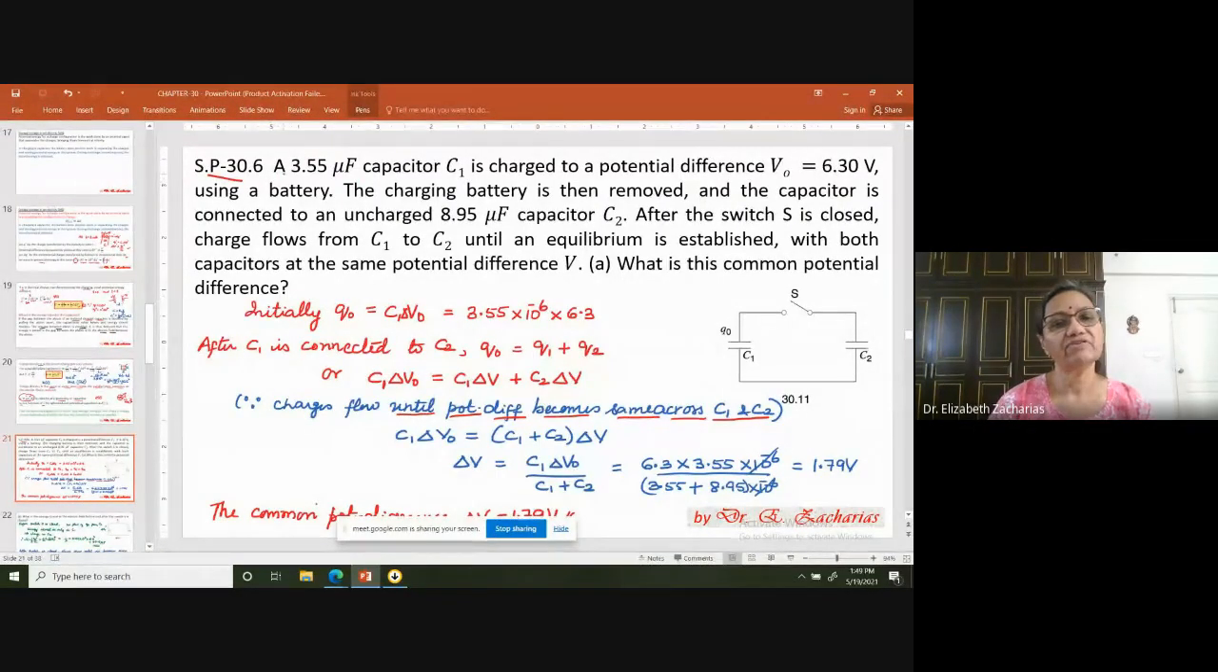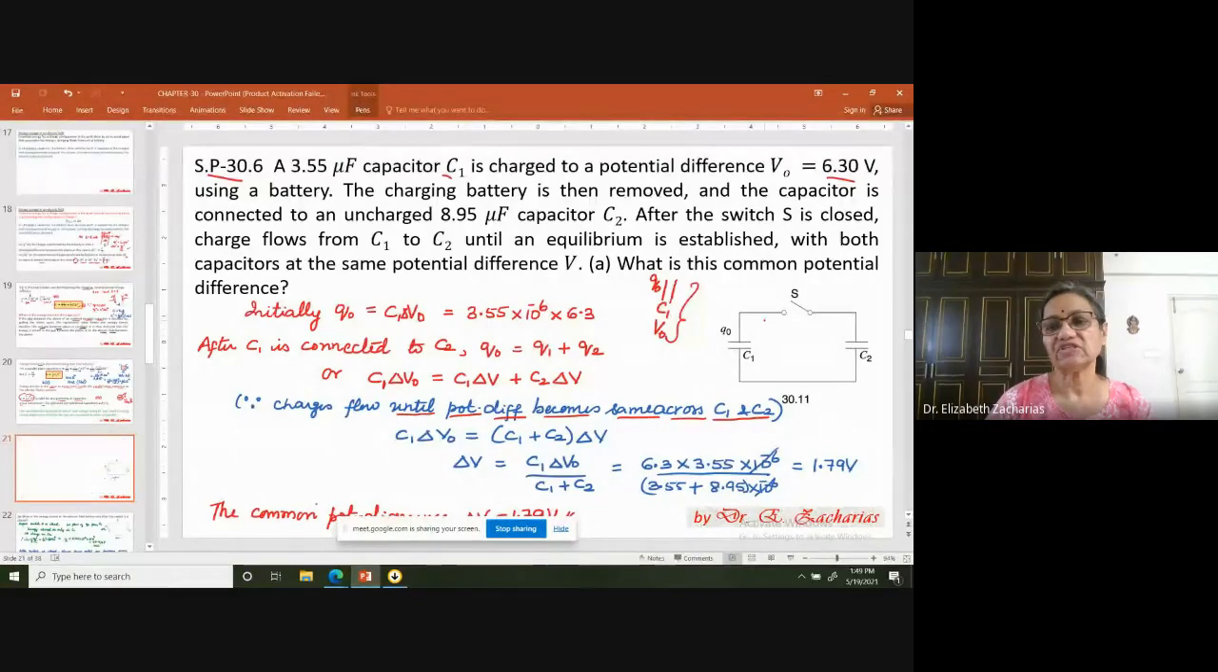So what we have here is a 3.55 microfarad capacitor C1, first charged to a potential difference of 6.3 volt. You're taking a capacitor and charging it using a battery. Then you remove the battery and isolate the capacitor. Let us say that Q0 is the charge on the capacitor after the charging is over. This is C1, Q0 is the charge, and the potential difference is going to be V0. This is the initial condition.